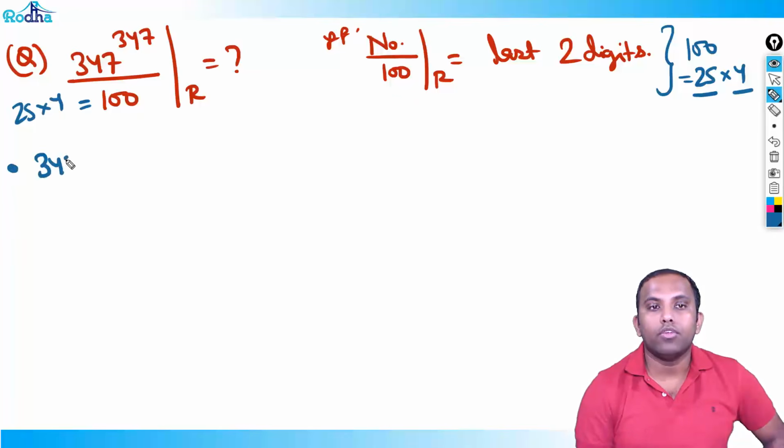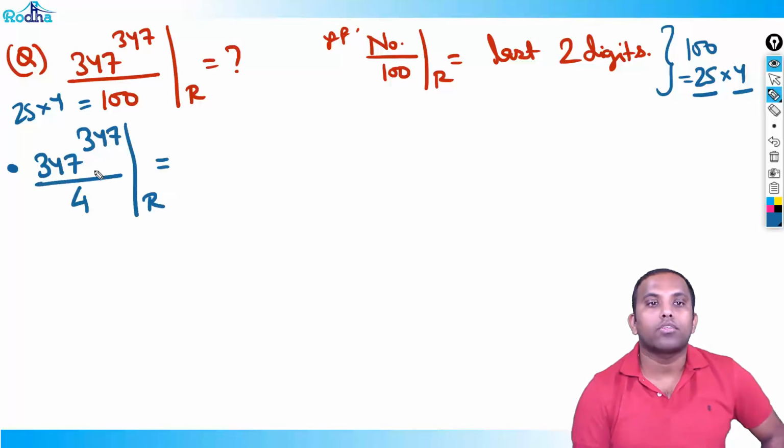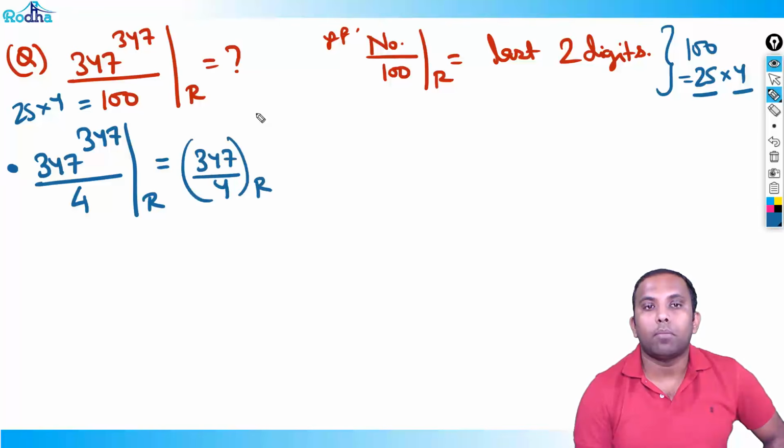First, 347 raised to 347, I'll divide by 4 and get the remainder. Okay, it's very easy now. What is Euler of 4? Euler of 4 is 2. So 347 divided by 4 remainder, and power 347 divided by Euler of 4, that is 2 remainder.